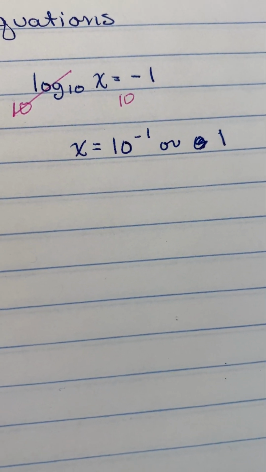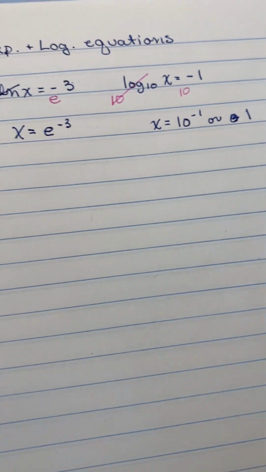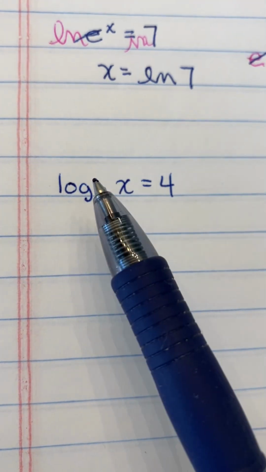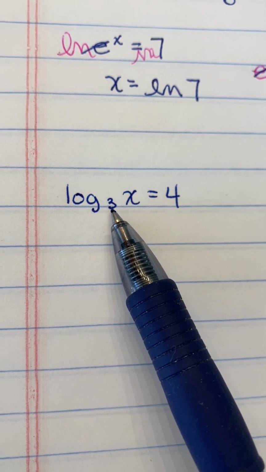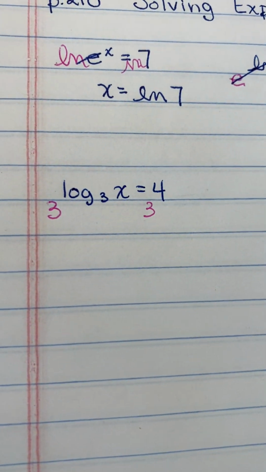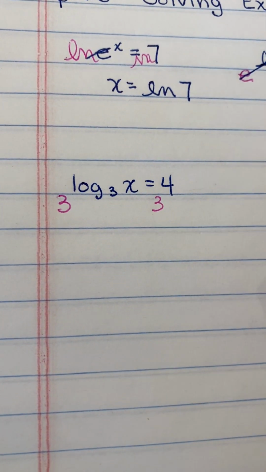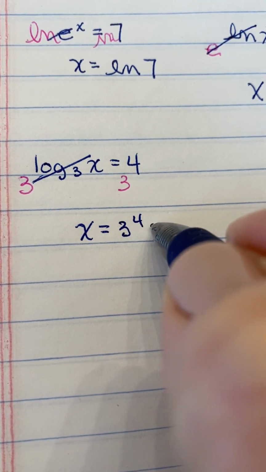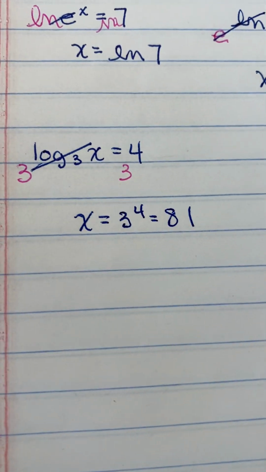All right, and the last problem in that list, we have log base 3 of x equals 4. Since the base is 3, that's the number that I'm going to exponentiate both sides with, because 3 to the log base 3 cancels, and we get x is equal to 3 to the 4th, which is 81.